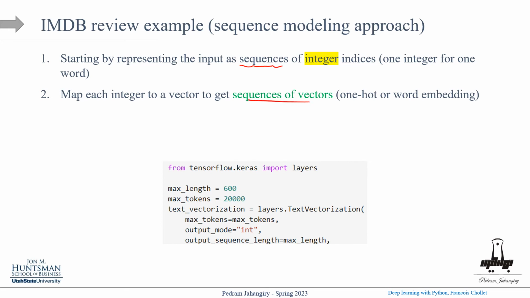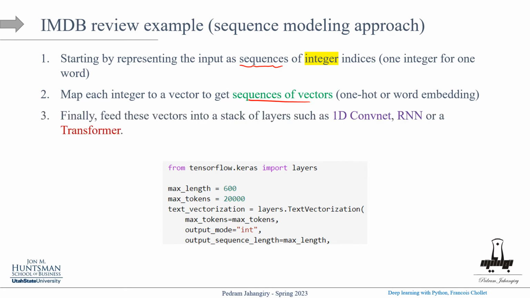Now we have a sequence of vectors, right? And we can go ahead and one-hot encode those vectors or use word embedding. I'm going to do both ways and see which one performs better. Then, now that we have an input, we're going to feed these vectors into a stack of layers that are designed for sequence modeling, like layers that can preserve the order. So what are those layers? It can be a 1D convolutional neural network layer, it can be an RNN, LSTM, or transformers, right?